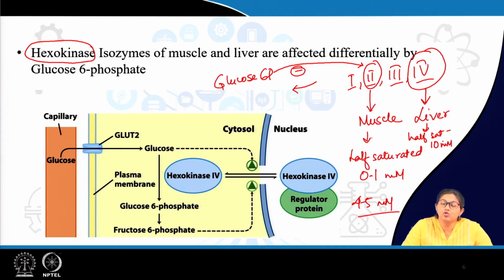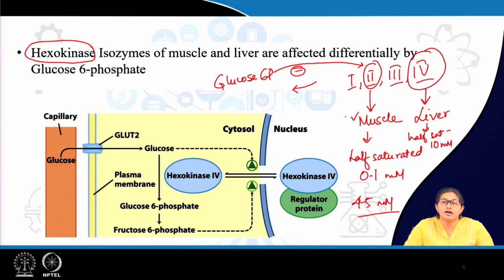Now, importantly, glucose 6-phosphate, which has an inhibitory effect over the muscle isoform, has no inhibitory effect on the liver isoform. So, even if there is formation of glucose 6-phosphate, it is not able to inhibit. Glucose is continuously taken up inside the cell and directed to different metabolic pathways till the blood glucose level comes to a much lower concentration, and only then is the liver isoform inactivated.